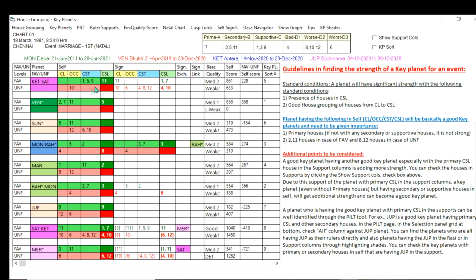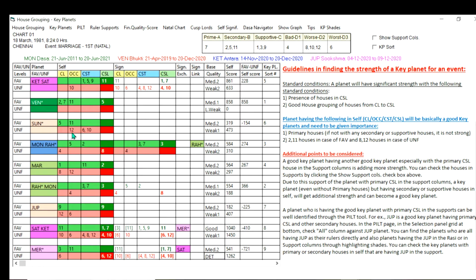In the 11th cuspal sublord column, favorable is present and unfavorable is only the 10th, self. But in the sign column, it has got unfavorable grouping of 4, 10, 6, 4, 8, 12 and 4 and 10, and of course favorable is also present. But it is not very strong, because both unfavorable and favorable grouping are present. If you look at Venus, it is a free planet, and in the cuspal sublord, 2, 7, 11 and 5th is very good. 2 and 7 are present, and the 5th house is also present in the sublord. No unfavorable, so it is a strong favorable key planet. It has got the dark green shade.